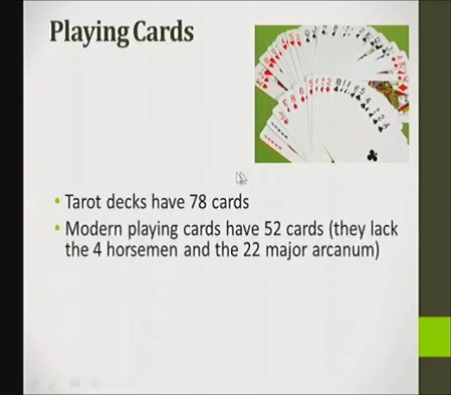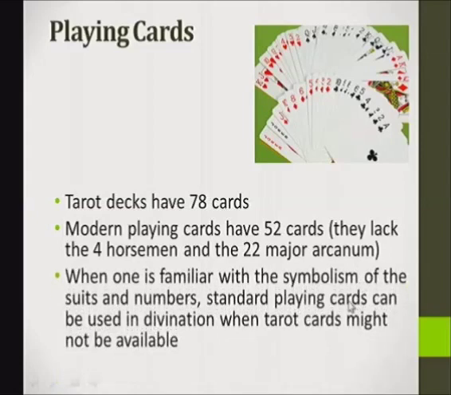Tarot decks have 78 cards. Modern playing cards have 52 cards. What they lack are four horsemen and the 22 major arcana. You can still read with them, though, in a pinch. You might not get all the important information, but you can get information. When one is familiar with symbolism of suits and numbers, standard playing cards can be used in divination.